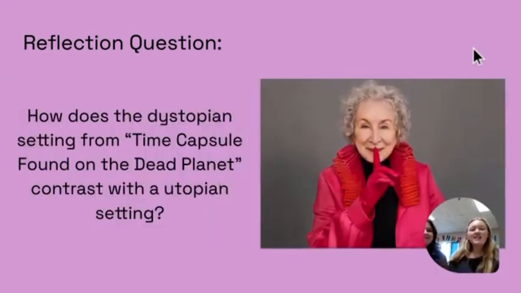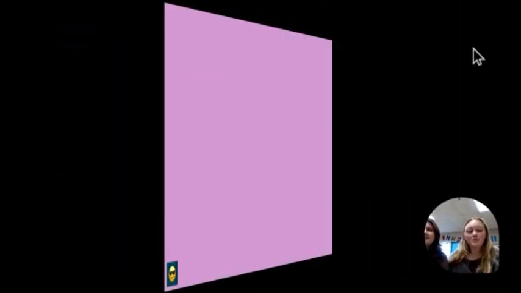So our reflection question, and this is a picture of Margaret Atwood herself: How does the dystopian setting from Time Capsule Found on the Dead Planet contrast with a utopian setting?